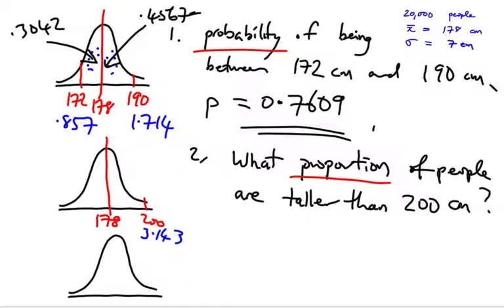Remember, inside 3 standard deviations is 99% of your population. 99% of the population is going to be there, which means only 0.5% is going to be higher than that. And we're already at 3.14, so we expect it to be quite small.